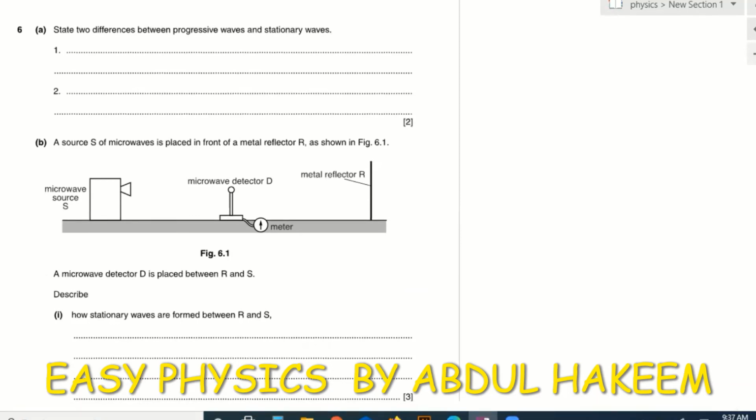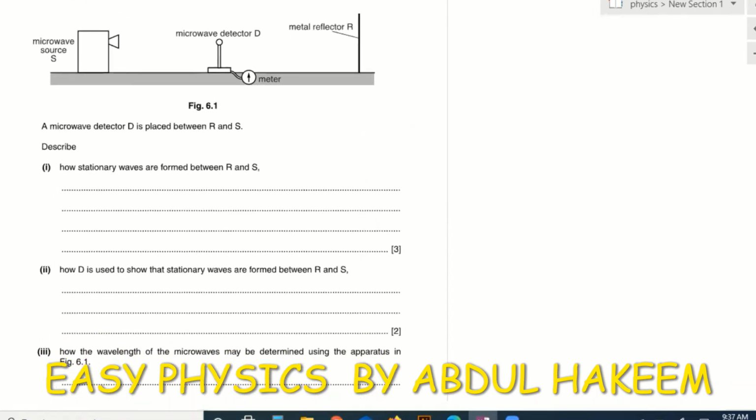Look, the progressive wave has net transfer of energy, but in stationary wave, there is no net transfer of energy. In a progressive wave, no particle is permanently at rest, but in the stationary wave, the particles are stationary at nodes. In progressive wave, no two particles are in phase, but in the stationary wave, within one loop, two particles are in phase. So these are the differences between progressive and stationary wave.